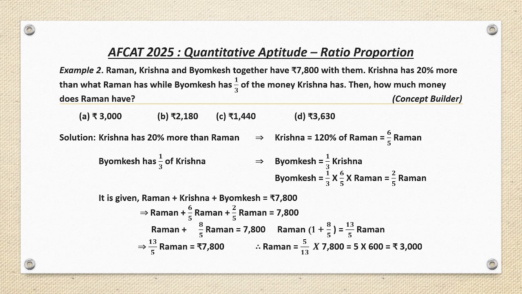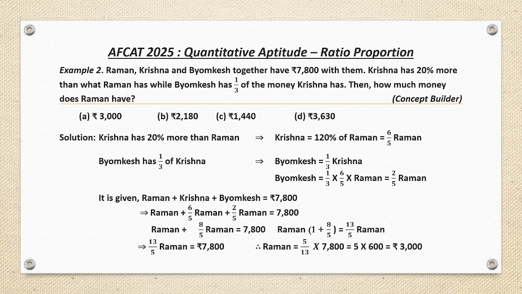Now, already we have got Krishna's amount. Krishna has 6 by 5th of Raman's amount. So let us substitute what Krishna has. Vyomkesh equal to 1 by 3 of Krishna, and Krishna is 6 by 5 of Raman. So 1 by 3 into 6 by 5 into Raman. So that will be 2 by 5 of Raman. Now all the three we got in terms of Raman.